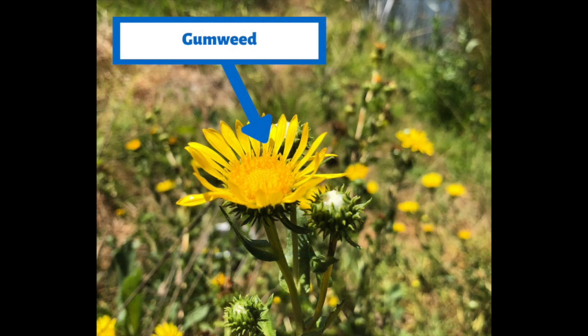Next is gumweed. Now the gumweed, does it look like a sunflower? It should, because it's very similar to a sunflower. It's in the same family. The yellow flowers, those bright flowers, attract butterflies and other pollinators.